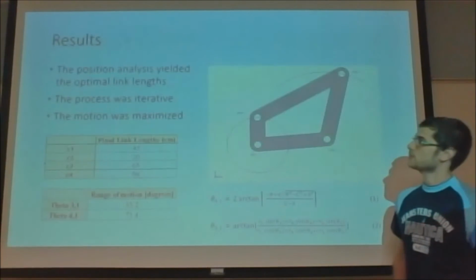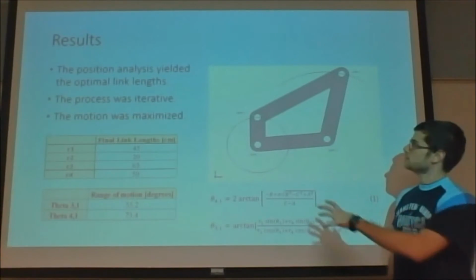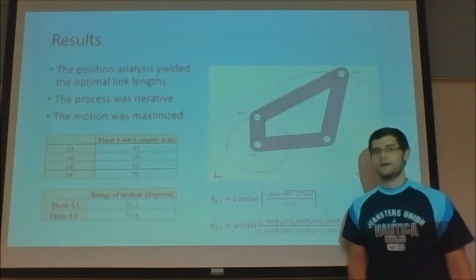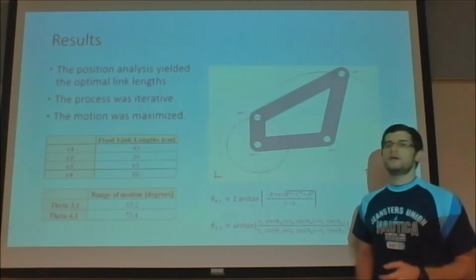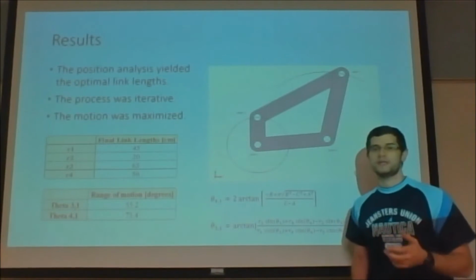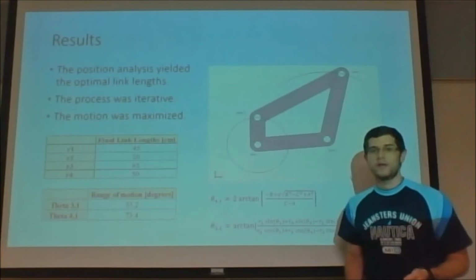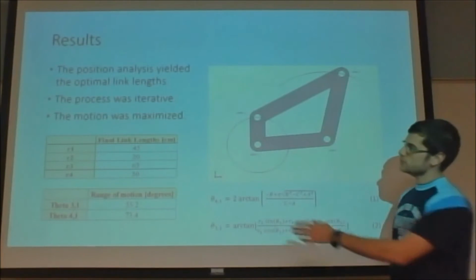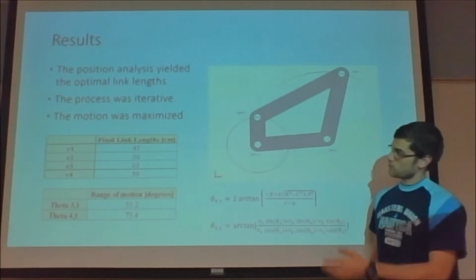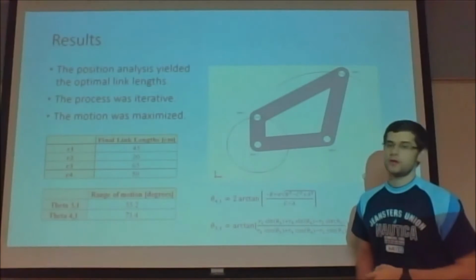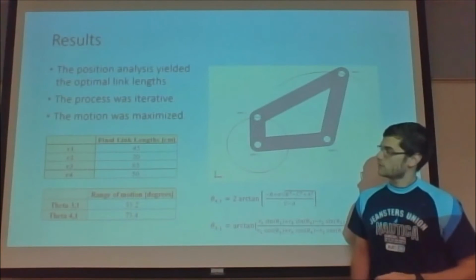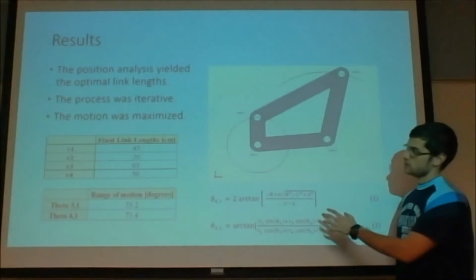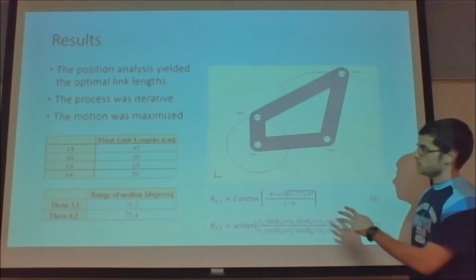So here you can see the results of the analysis of one of the 4-bar mechanisms on each of the sides. The position analysis basically yielded the two link lengths that were missing, which were link 1 and link 4. These were found to be 45 centimeters and 50 centimeters. And the range of motion of the rocker goes from 55.2 degrees for theta 3, and 73.4 degrees for theta 4. And these are the equations we use to find the position for the first closure of the mechanism.